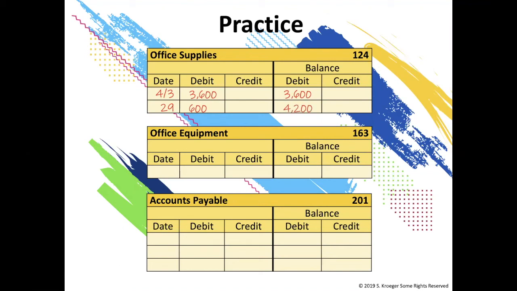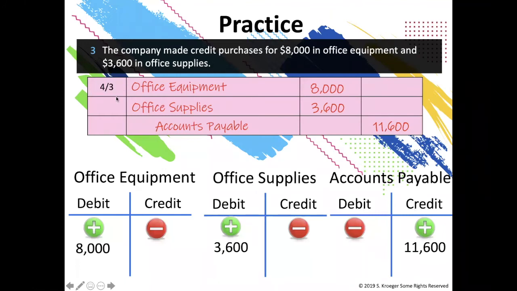That's my final balance in the office supplies account for the month. Next, we have office equipment. There's only one entry for office equipment. Look through your journal to try to find that date. Here we have it on the 3rd also. Office equipment has a debit of $8,000. This is what we will put into the ledger.